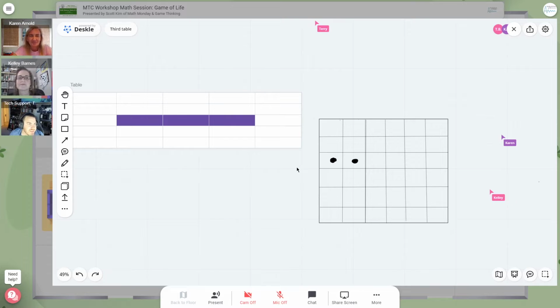Trying to remember how to do it. Okay, that's how you do it. Actually, I want to start in the other direction. I keep forgetting if I'm in the eraser or the actual pencil. Okay, so this is our first generation. What's going to happen?